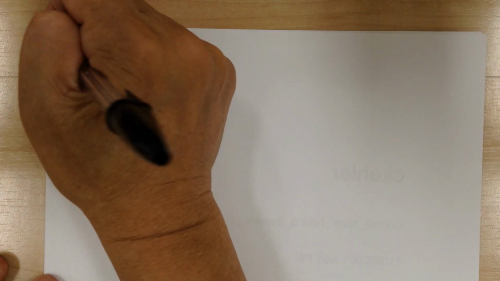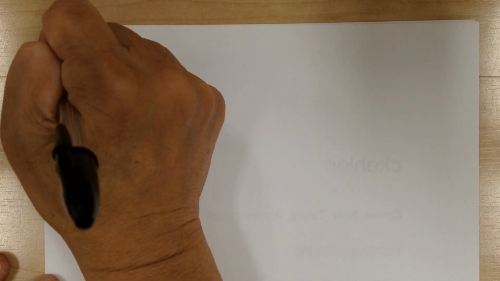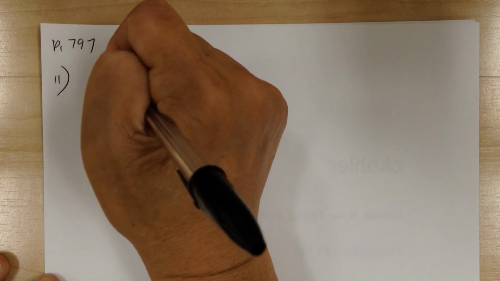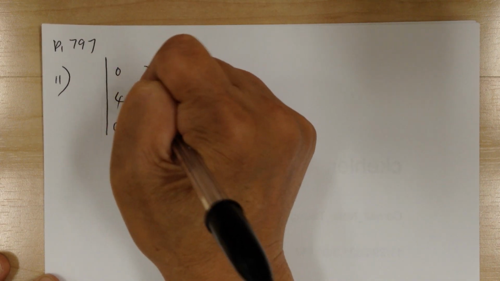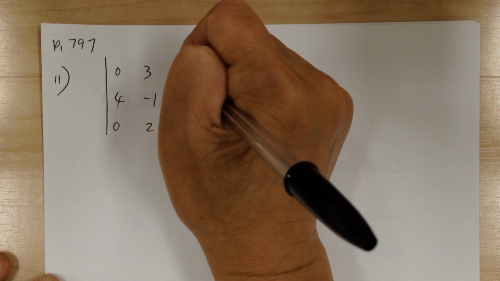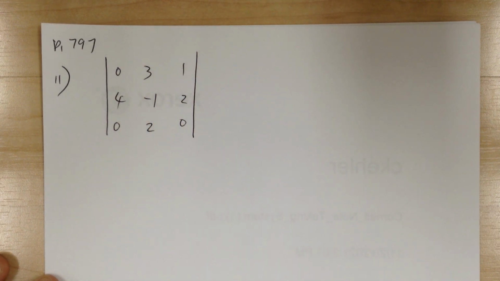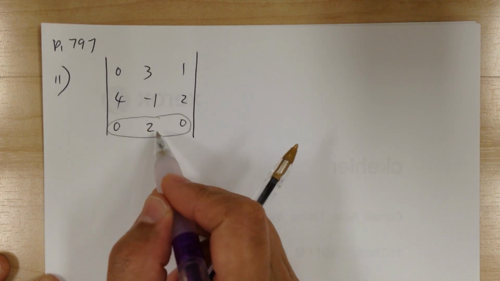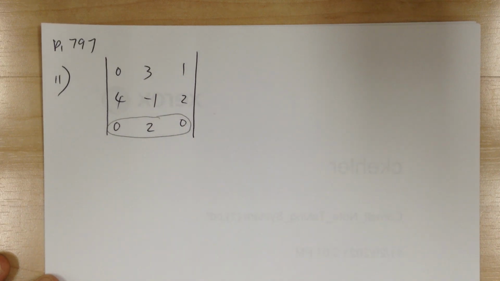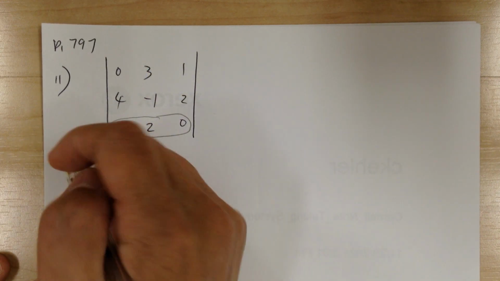Okay, next one. So you got 0, 4, 0, 3, negative 1, 2, 1, 2, 0. Okay, so this one I'm going to choose this, because these are a lot of zeros and have a nice number. Now you can choose this one too, but this is higher than that, so I'm going to choose this one.